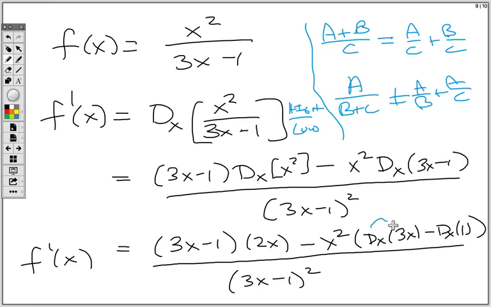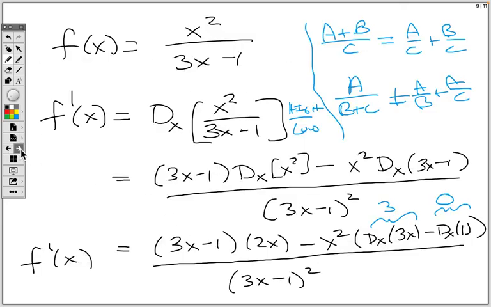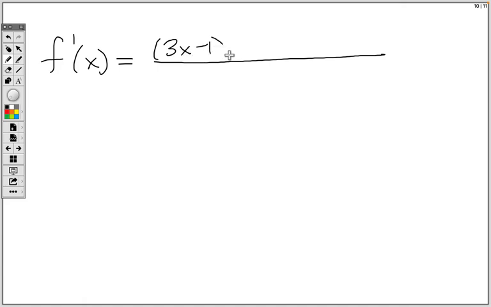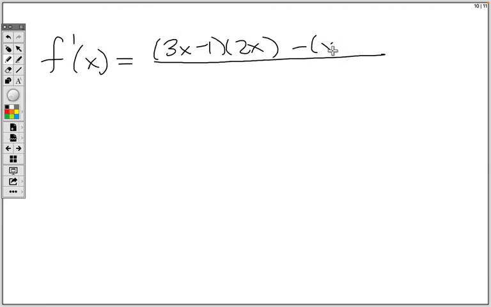The derivative of 3x is 3. The derivative of 1 is 0. So now we get f prime of x equals 3x minus 1 times 2x minus x squared times 3, over 3x minus 1 quantity squared.